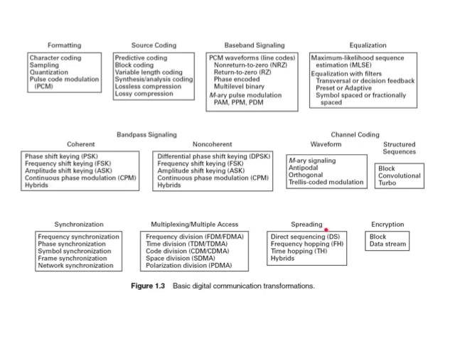Next, coming to the spreading part. In spreading, we have direct sequence spread spectrum, frequency hopping, time hopping and hybrids. Coming to the encryption block. In the encryption block, we have block and data stream. This slide actually gives an insight of the different tasks that are involved in the digital communication transformations.